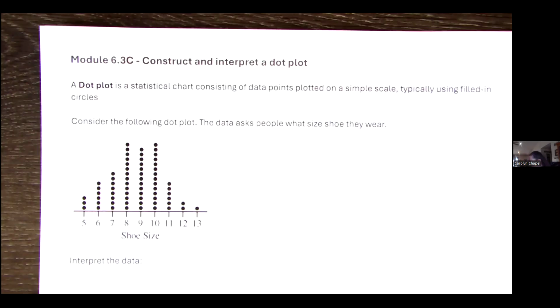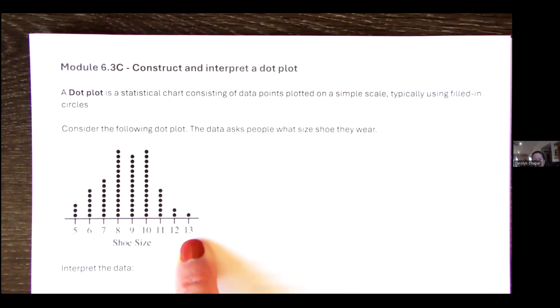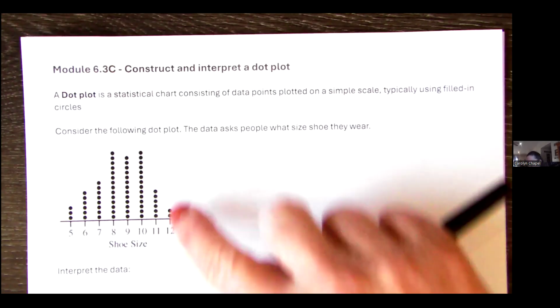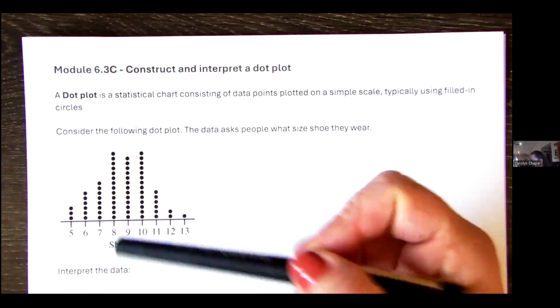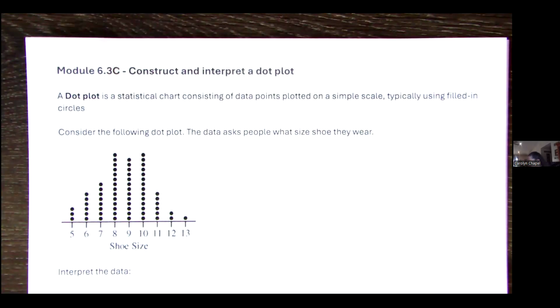So this is looking at what size shoe you wear. And so we have our shoe sizes down here. Almost think of it as a tally in a way. So someone comes on, tells you they wear a size 12, you put a dot for that person. The next person comes in, they wear a size 12, you put a dot on top of that. And you just keep adding dots as these people's shoe sizes are added.